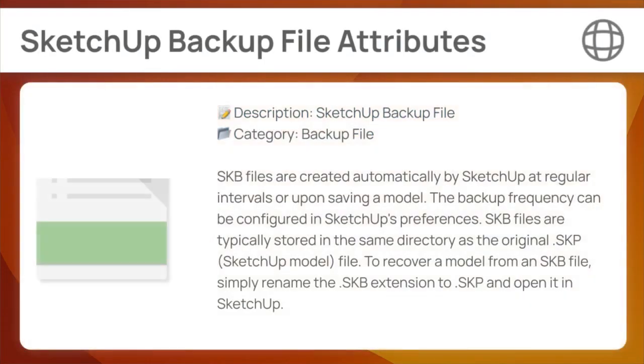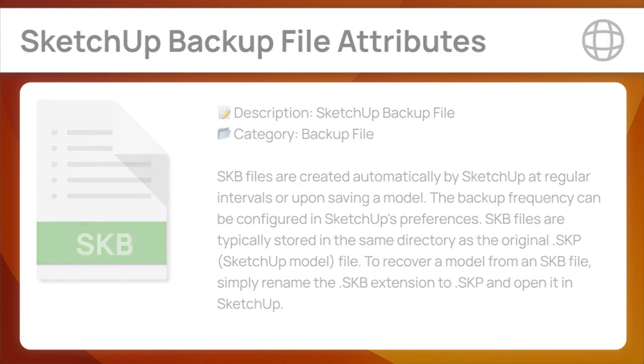SKB files are created automatically by SketchUp at regular intervals or upon saving a model. The backup frequency can be configured in SketchUp's preferences. SKB files are typically stored in the same directory as the original .skp SketchUp model file. To recover a model from an SKB file, simply rename the SKB extension to SKP and open it in SketchUp.